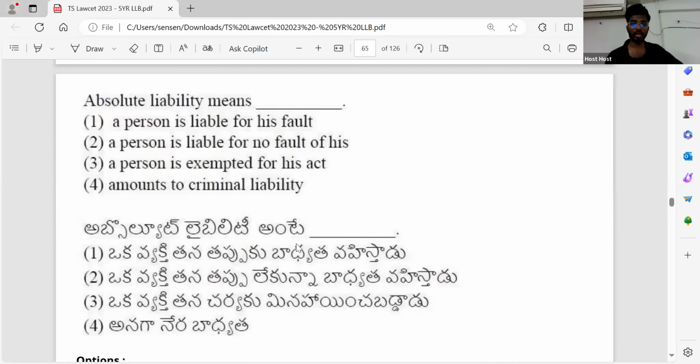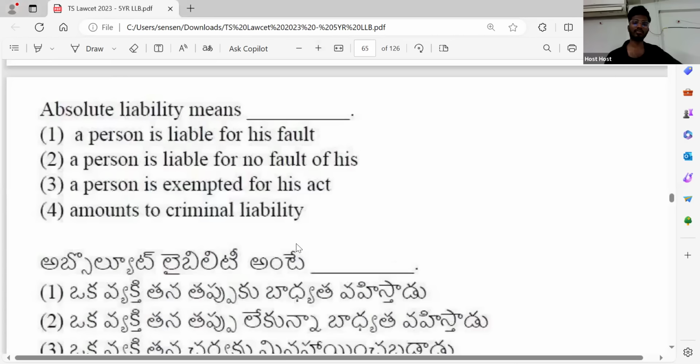Absolute liability. I think we discussed it in law of torts. Don't worry if you did not attend that class, I'll explain it again. What is the meaning of absolute liability? Anybody in the class?